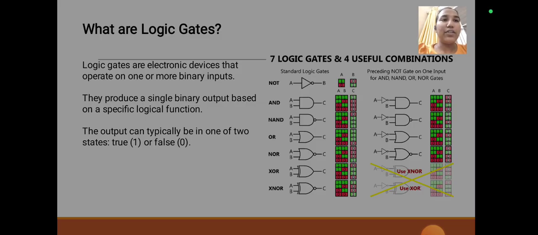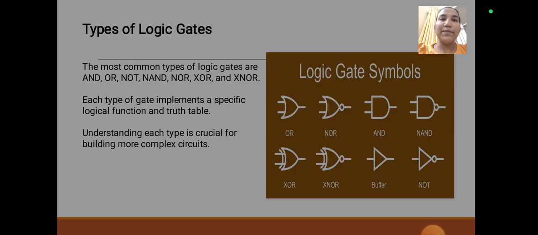7 logic gates and 4 useful combinations. Standard logic gates: NOT, AND, NAND, OR, NOR, XOR, XNOR. Preceding NOT gate on one input for NAND, AND, or NOR gates. Types of logic gates. The most common types of logic gates are AND, OR, NOT, NAND, NOR, XOR, and XNOR. Each type of gate implements a specific logical function and truth table. Understanding each type is crucial for building more complex circuits.